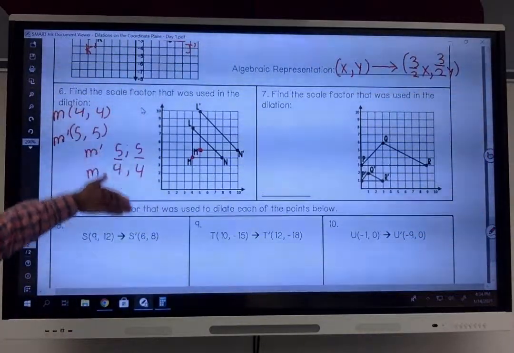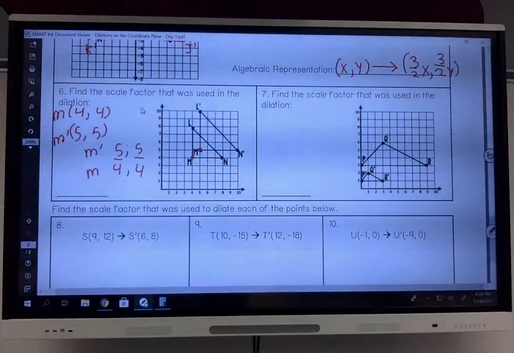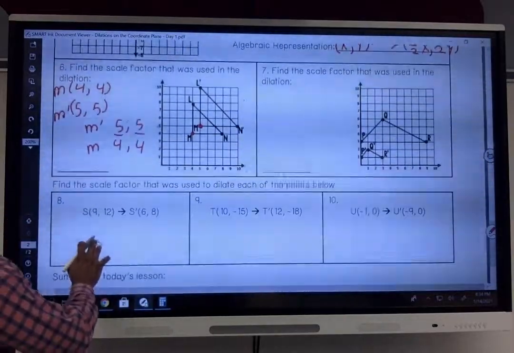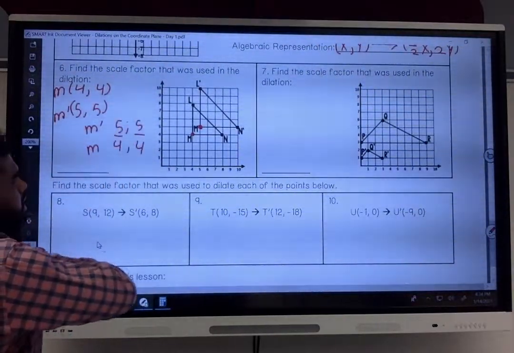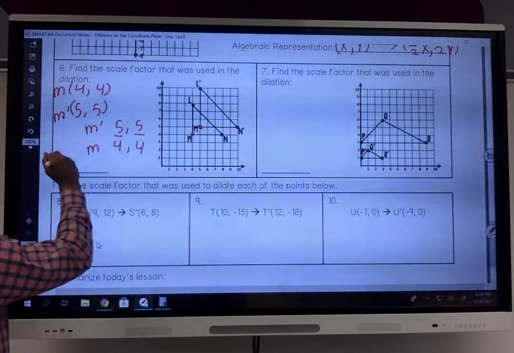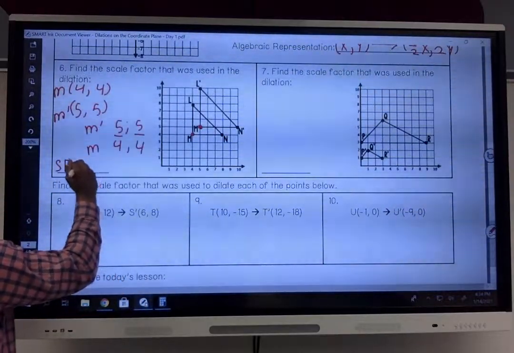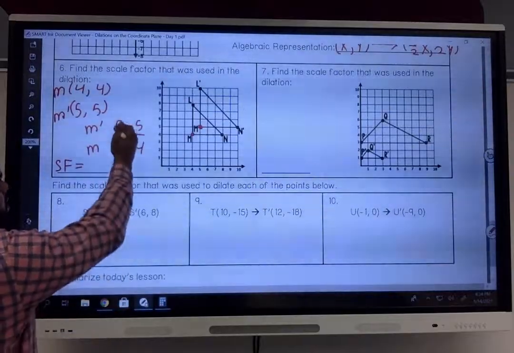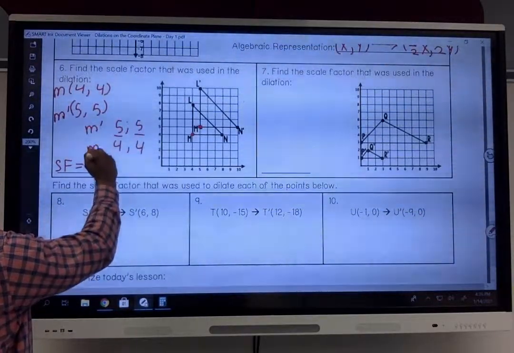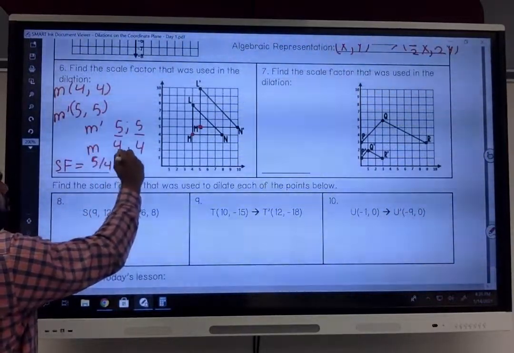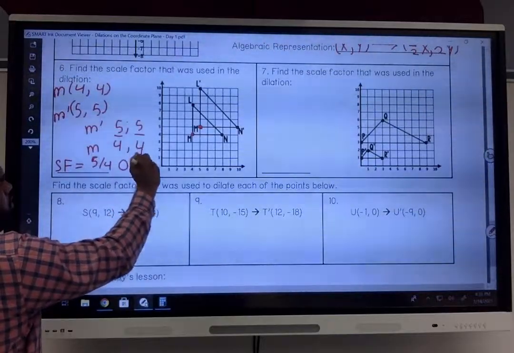So now we're just going to divide. 5 divided by 4 is, you can put it in decimal form or you can leave it like this. So the scale factor, we'll write SF equals, is either 5 over 4, 5 divided by 4, or we can do 1.25.